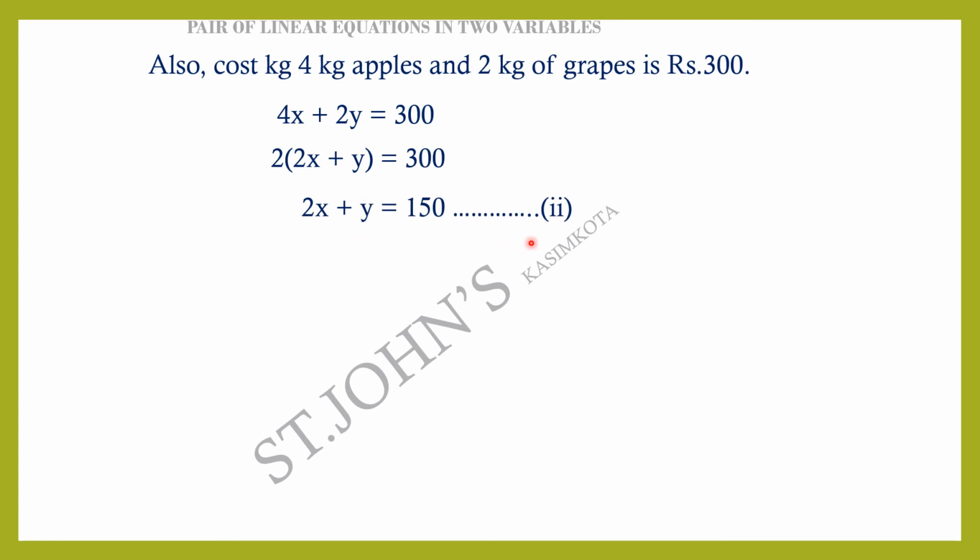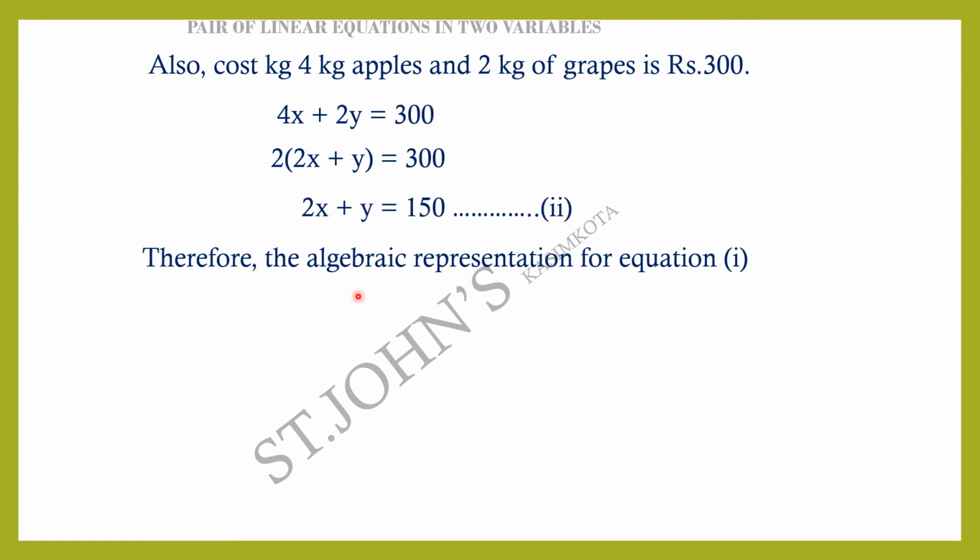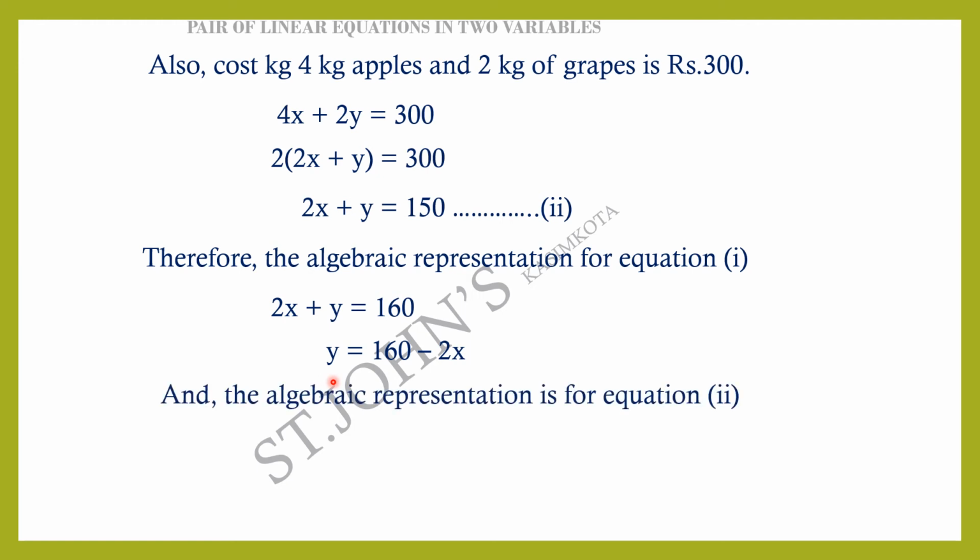Now what next? We have to write the algebraic form. The algebraic representation for equation 1: equation 1 is 2x plus y equals 160, then y equals 160 minus 2x. This is the algebraic form. This y value is useful to find the value of x. Clear?